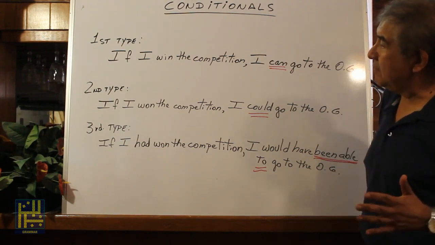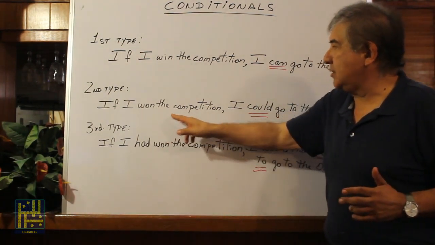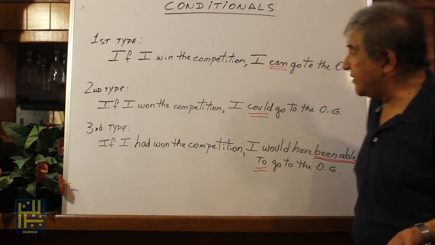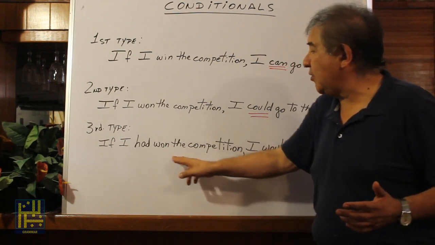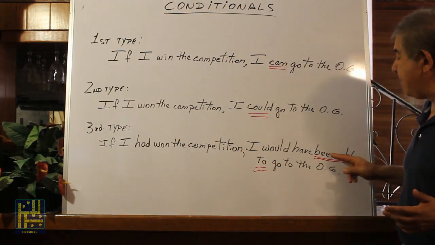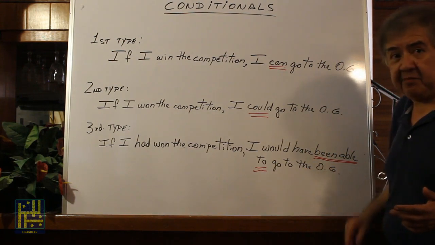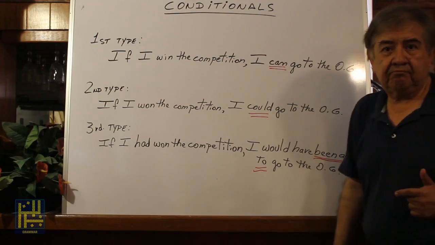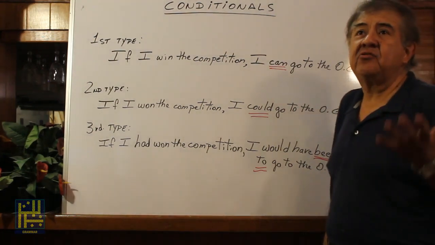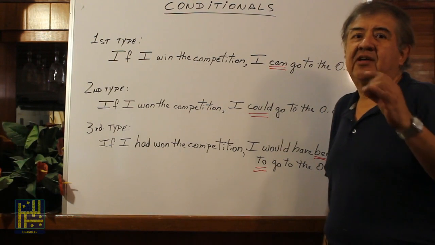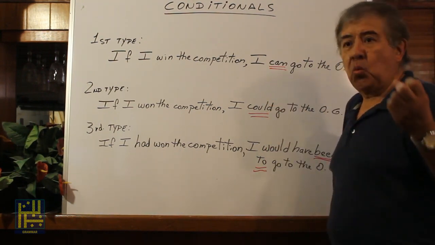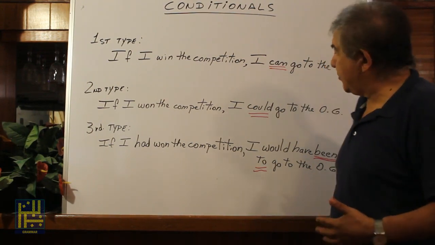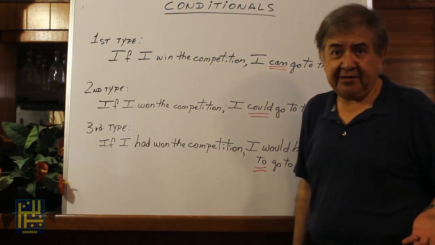So, in the second type, it would be, if I won the competition, I could go to the Olympic Games. And in the third type, it is, if I had won the competition, I would have been able to go to the Olympic Games. So you see, we use the modals can, could, and be able to. Normally, it is not necessary to use the simple future tense, would plus the simple form of the verb, or would have plus the past participle form of the verb. So we can also use the modals. All right?